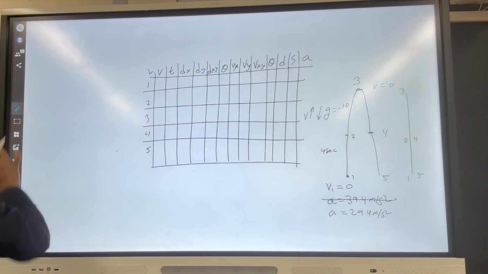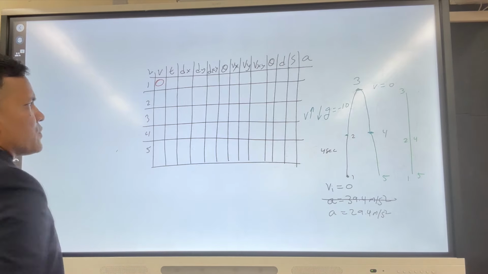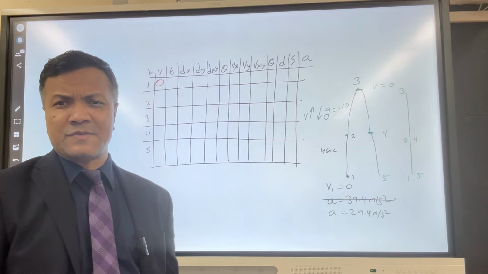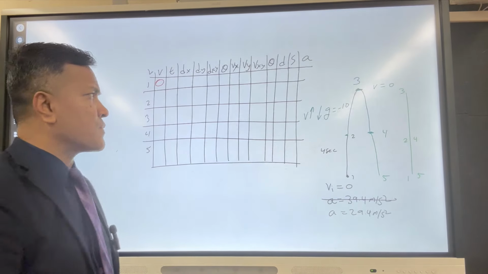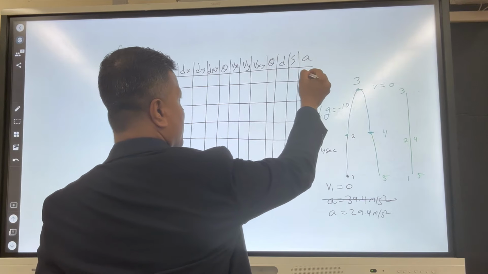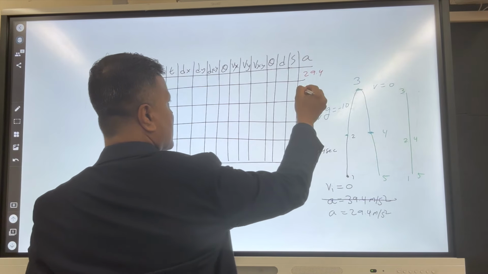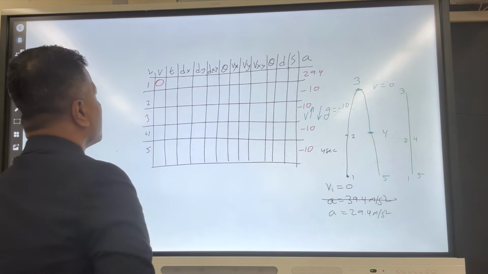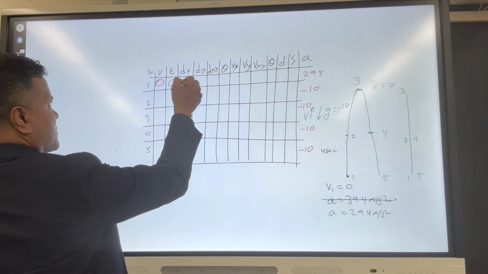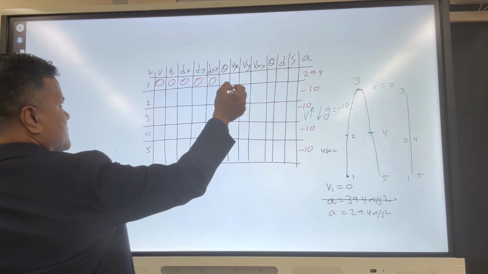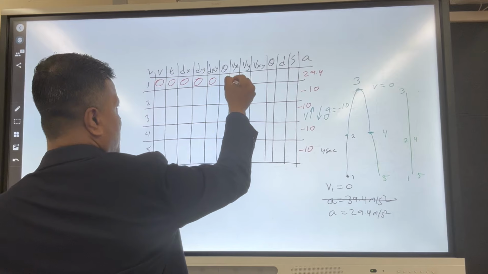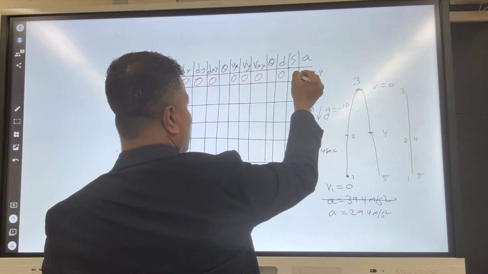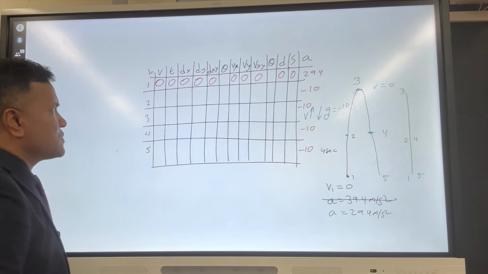Okay, so velocity at location 1 is 0. We're going to fill in all the free information, because the free information allows you to save time. Acceleration at location 1 is 29.4. This is negative 10, this is negative 10, this is negative 10, this is negative 10. The time at location 1 is 0, dx at location 1 is 0, dy at location 1 is 0, this is 0. Vx at location 1 is 0, vy at location 1 is 0, this is 0. Distance at location 1 is 0. Speed at location 1 is 0. Okay, so many are 0.